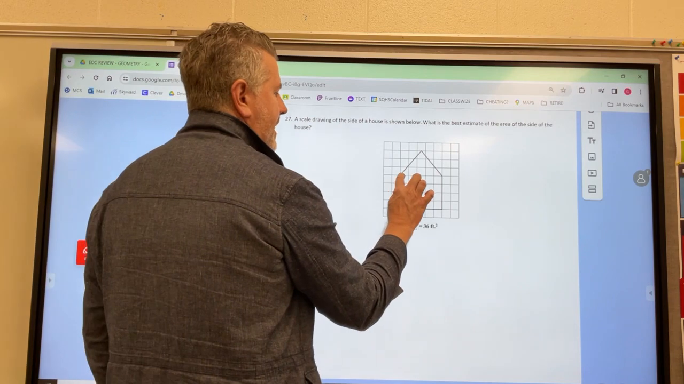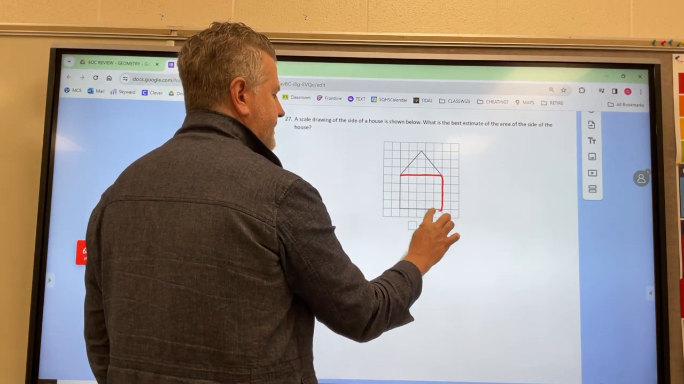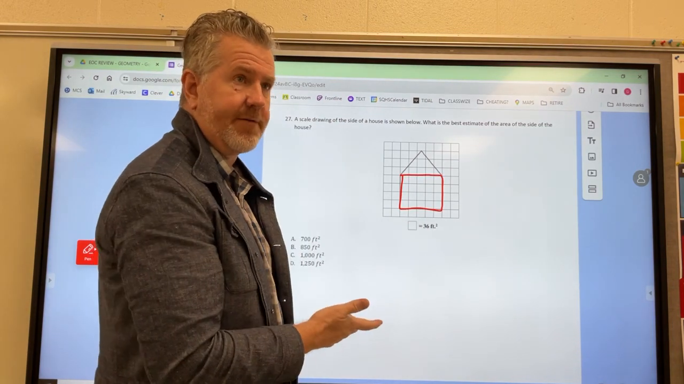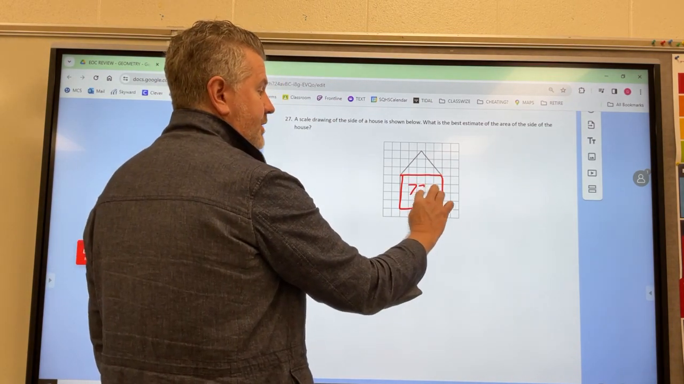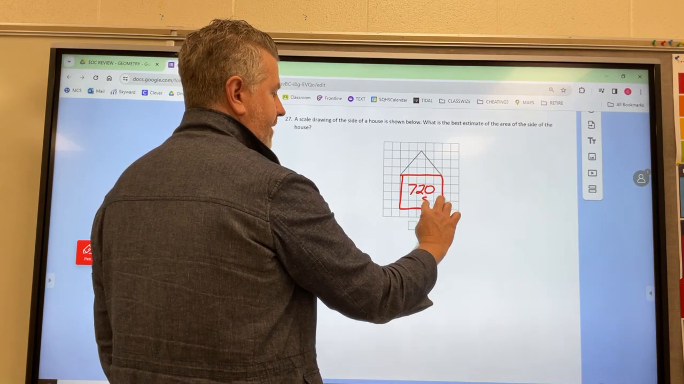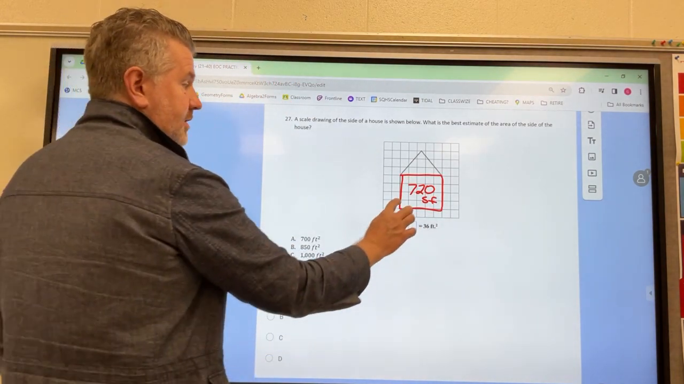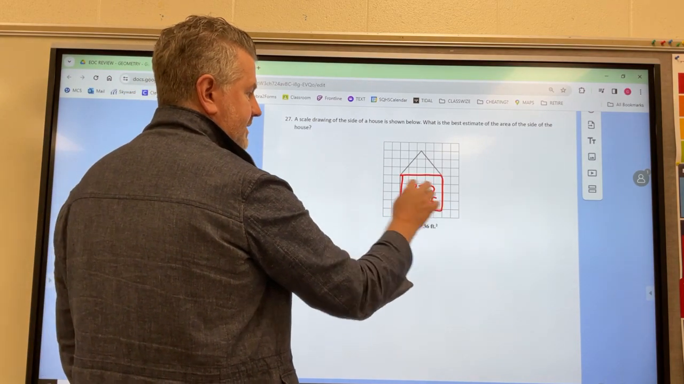Okay, we're going to think about this thing as two different triangles. That triangle right there has 20 of these 36 square foot areas in it. So that's 720. Use your calculator. That's 720 square feet. It has 20 of those 36 square foot areas, so it's 36 times 20.